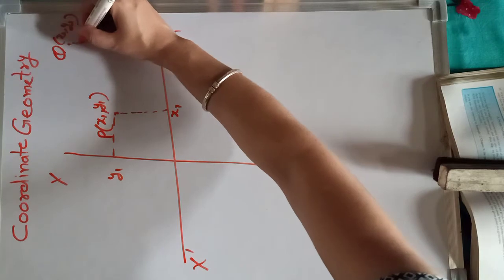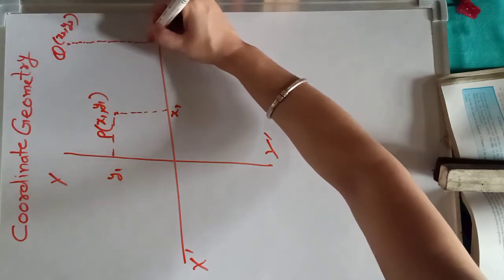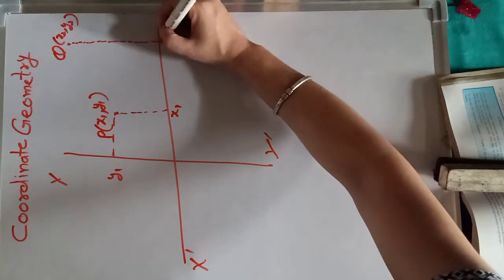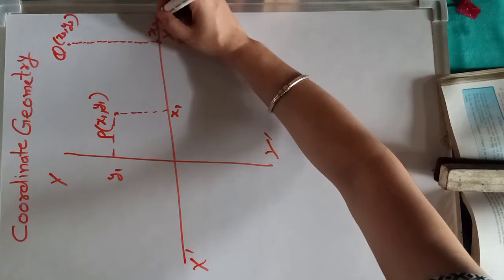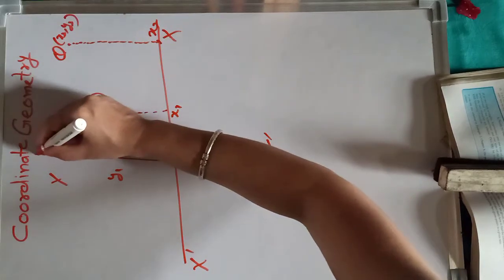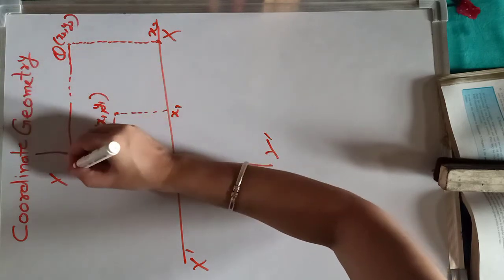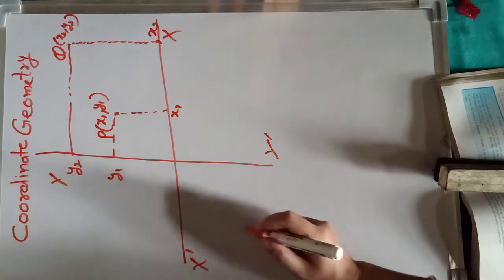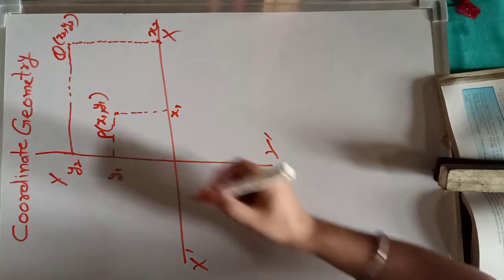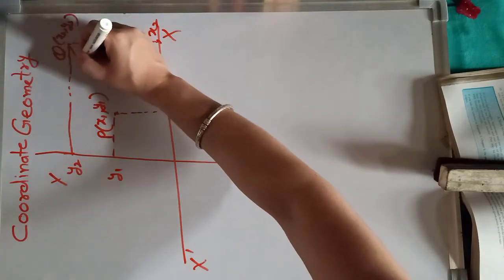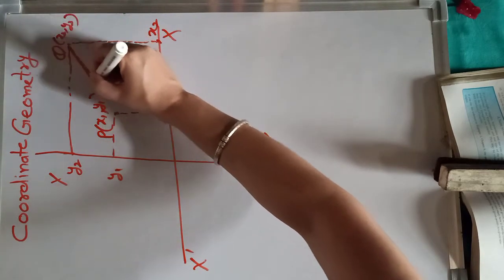If I talk about (x2, y2), what does it mean? This point will be x2 and if we draw a perpendicular from here, then this point will be y2. Clear? Now I need to find the distance between P and Q.